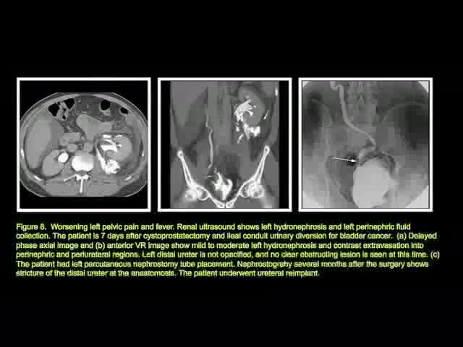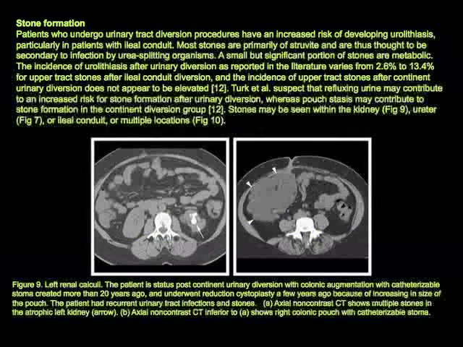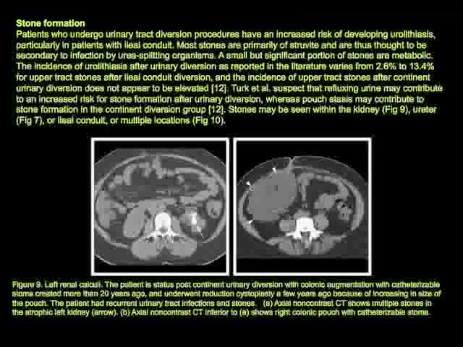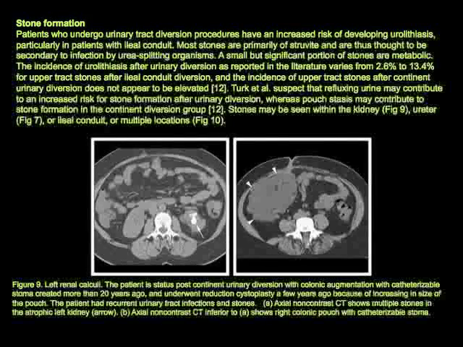Now, in terms of complications, we know stone formation is one of the late complications. This patient was status post continent urinary diversion with colonic augmentation many years before, almost 2 decades before. Now the patient has recurrent urinary tract infections, and you can see the presence of stones very nicely shown in the left kidney. So again, these patients do have that as one of the later complications.